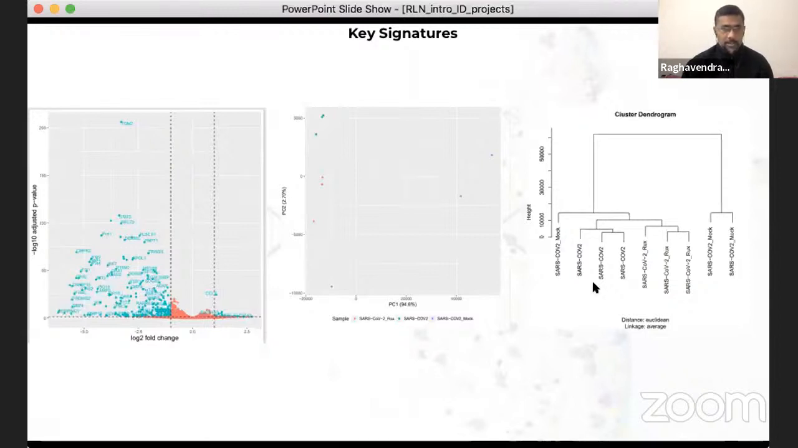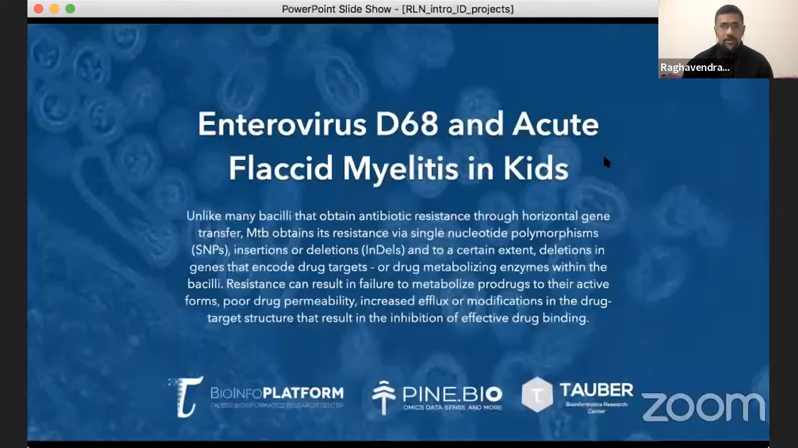During the course of this project, you will learn how to do such analysis, the logic behind it, and how to interpret these analyses in the context of the data or the biological question at hand. The next project we will get introduced to is on the outbreak of enterovirus D68, or EVD68 in short.